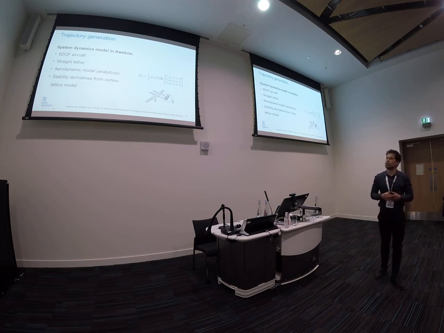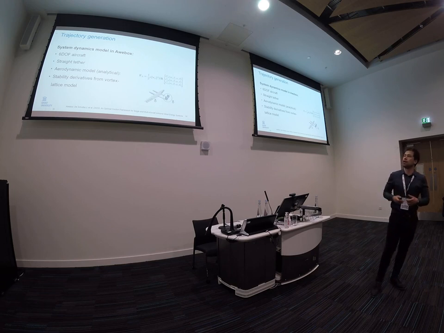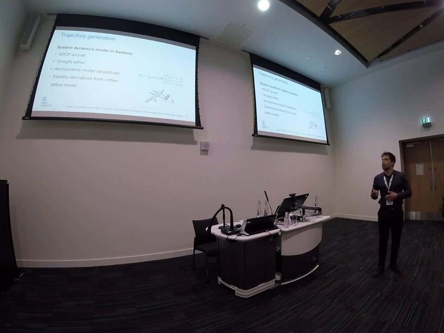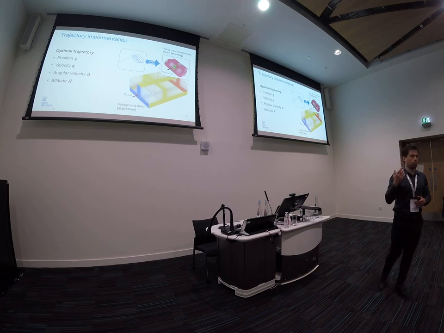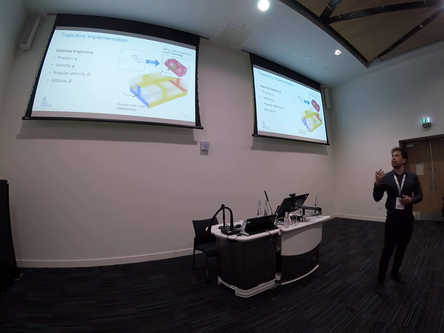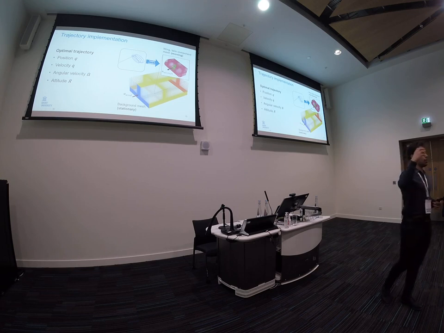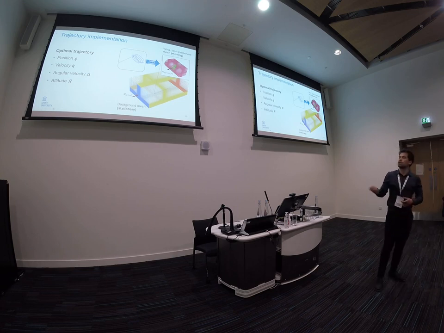The stability derivatives, so basically these functions, are based on a vortex lattice model of the megawatt aircraft. Then we let AWEbox calculate an optimal trajectory, and this is defined by position in time, velocity, angular velocity, and attitude. Then we apply this motion to the full aircraft mesh, which is freely moving in our stationary background mesh where the wind flow is.